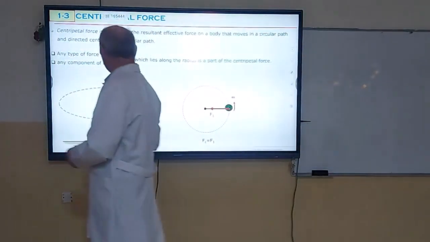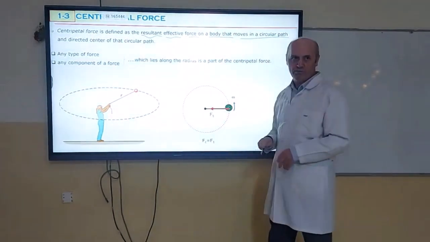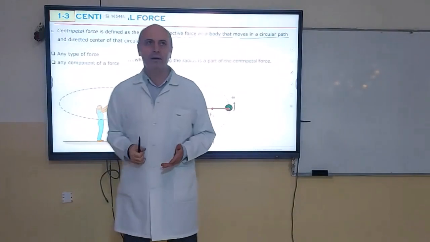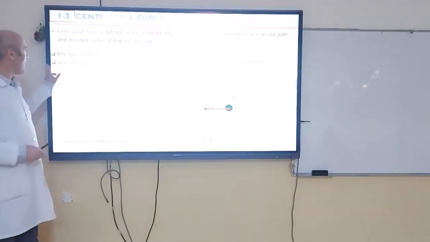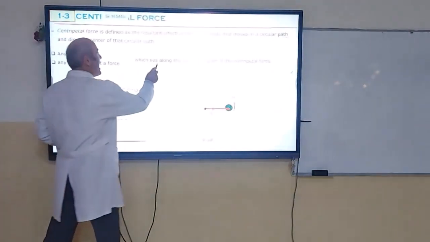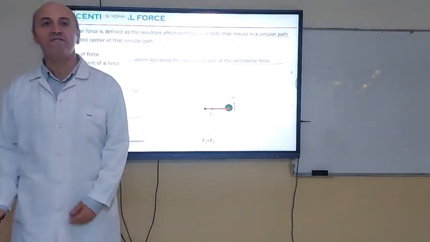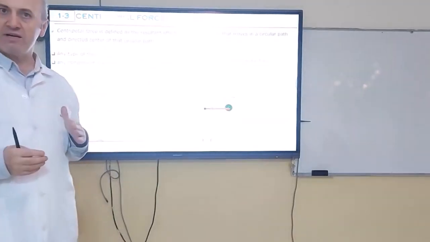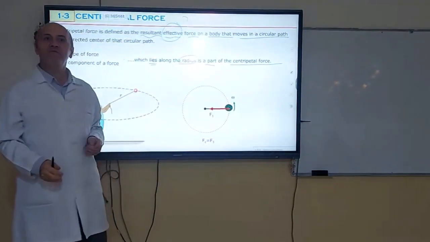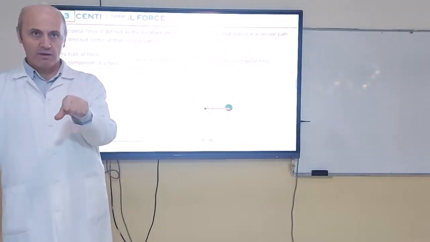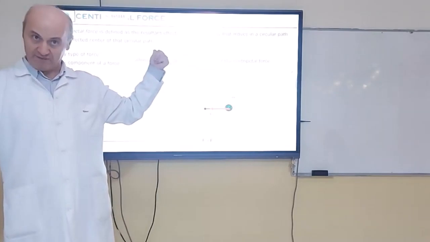Okay. The definition of the centripetal force is the resultant effective force on a body that moves in a circular path. I will break this definition down into components. Any type of force or any component of this force which lies along the radius is a part of centripetal force. Yeah, you should check whether the force is lying along the radius or not. If a force is perpendicular to the radius, this force is not effective. That's why they put the word effective in the definition.